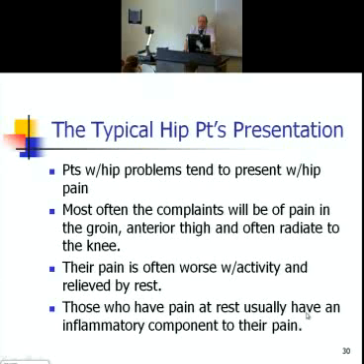So again, most of the time, patients are going to present with a hip problem with pain in the groin radiating down the anterior thigh, and it can go as far as the knee. The pain will often be worse with activity and relieved by rest. If the patients are complaining about pain at rest, there's usually an inflammatory component.